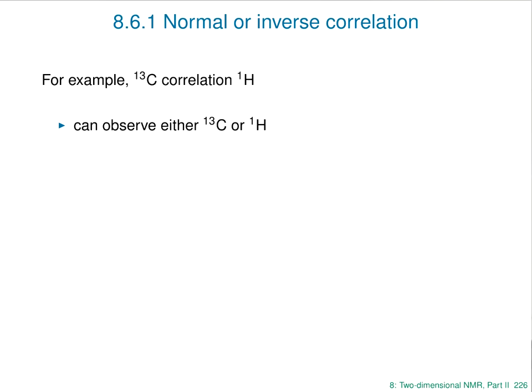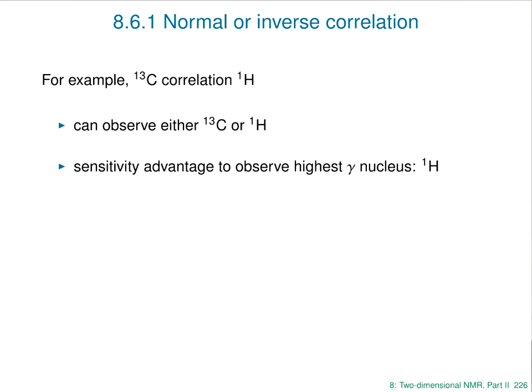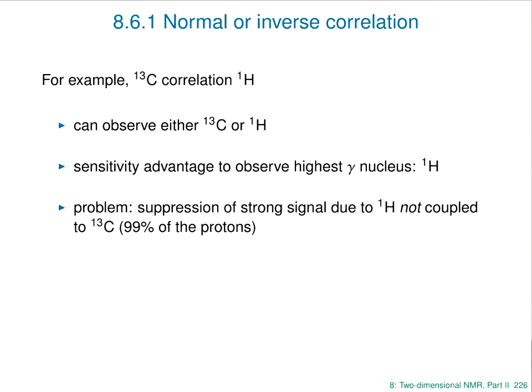Now, you've immediately got a problem when you start thinking about these experiments, and that is which way you're going to do them. Because, for example, if we're correlating carbon-13 and proton, we can choose either to observe the carbon-13, or we can observe the proton. It turns out that there's a sensitivity advantage to be gained from observing proton, because it's the higher gamma nucleus. So all other things being equal, it would be the sensible nucleus to choose rather than carbon-13. But the problem is, if you're dealing with natural abundance samples, almost all of the protons in the sample are not coupled to a carbon-13. In fact, 99% of them, to be precise. So your spectrum can become swamped by the very strong signal from protons which are not attached to carbon-13.